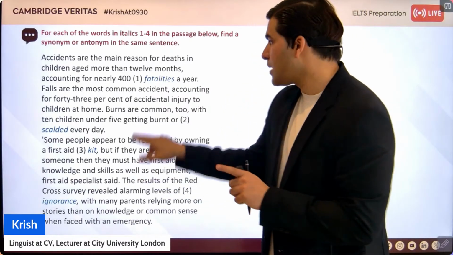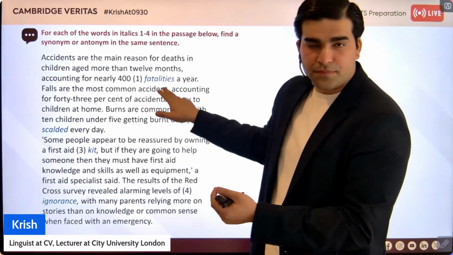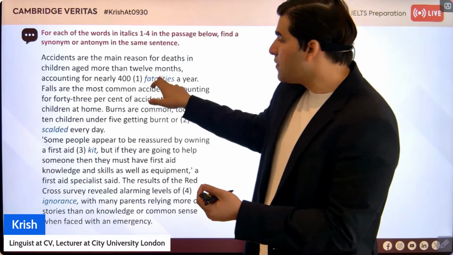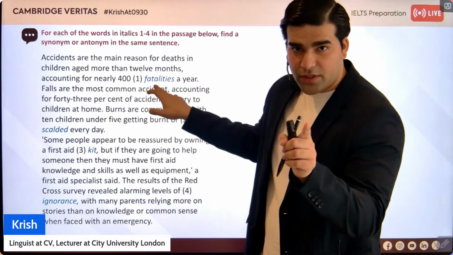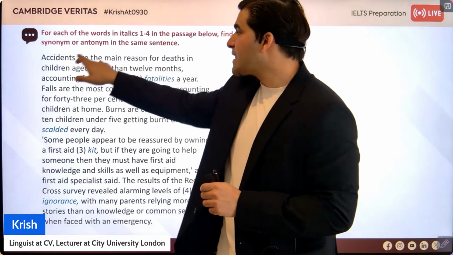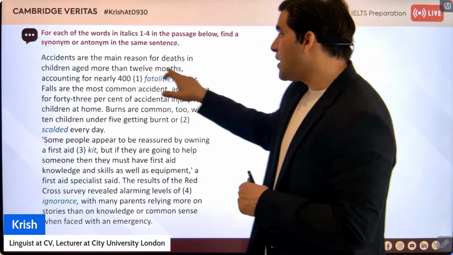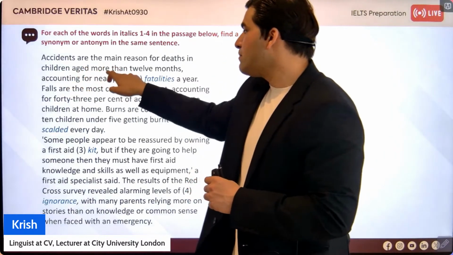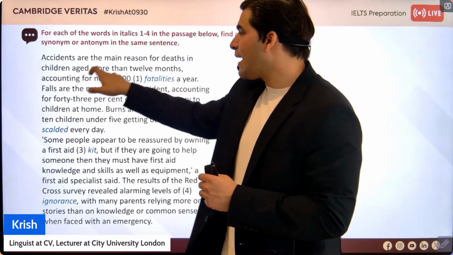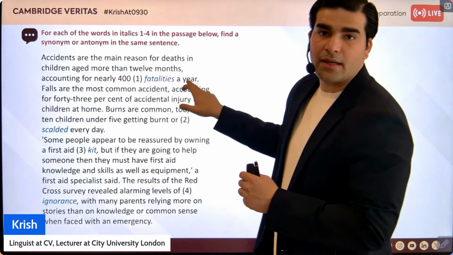So for example, number 1, faculties. This one I will do for you. The rest of it you have to do yourself. Accidents are the main reason for deaths. I think I found my answer. In children aged more than 12 months, accounting for nearly 400 fatalities a year.